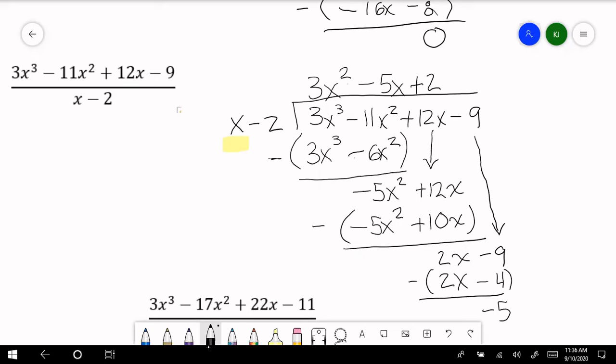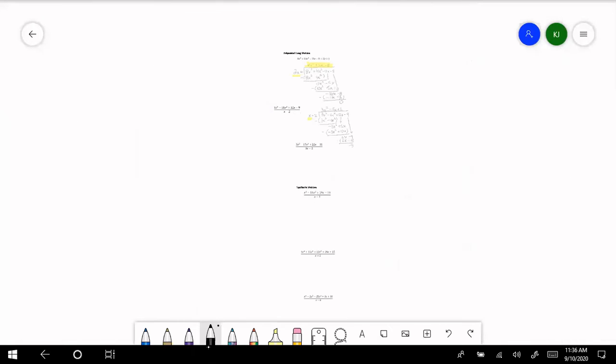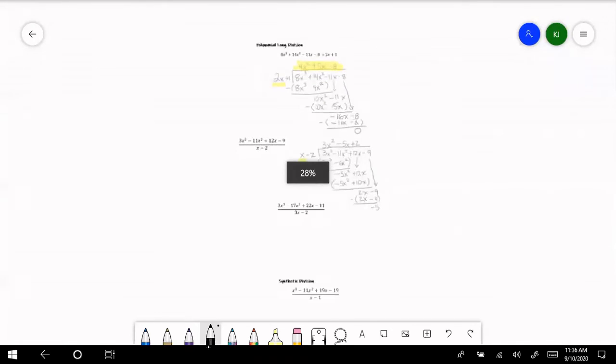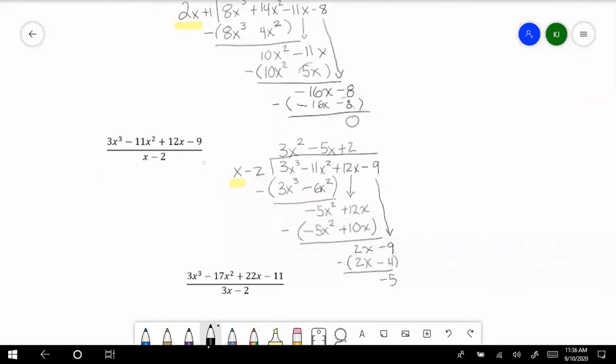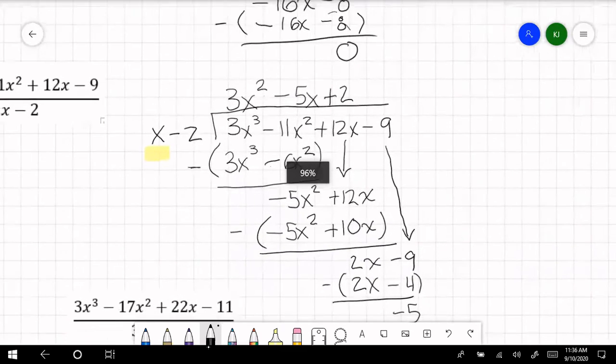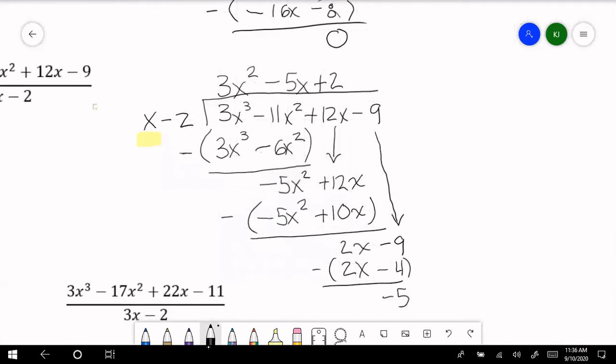Now this one's different, because the last one I ended up with 0, and this one I ended up with -5. Well, what did we used to call that? The remainder. It still is the remainder. We just write it a little bit differently. All you've got to do is take the remainder and add it on to the end. So -5 over what you divided by, x minus 2.